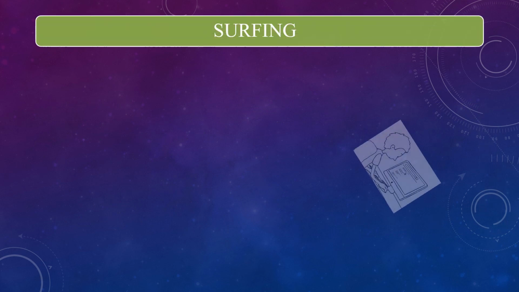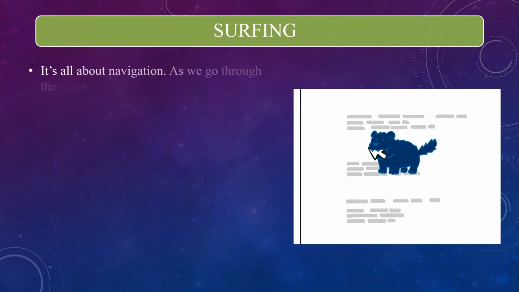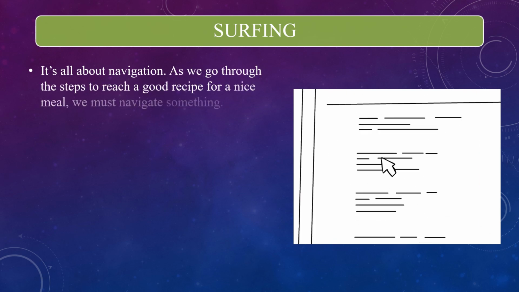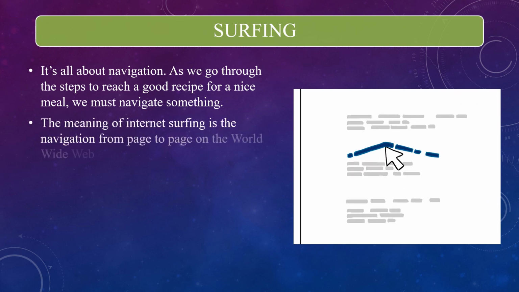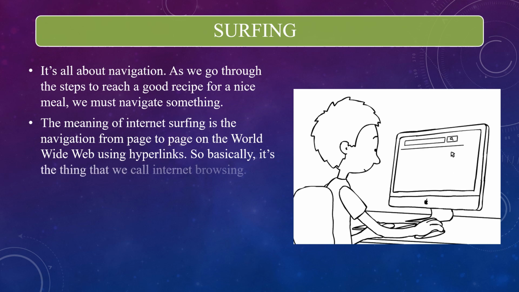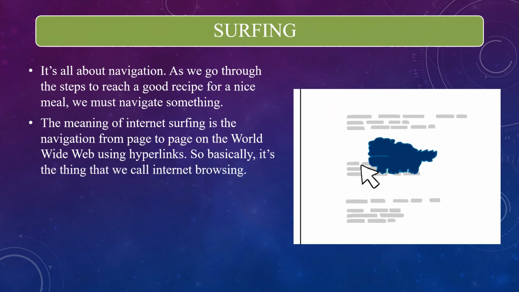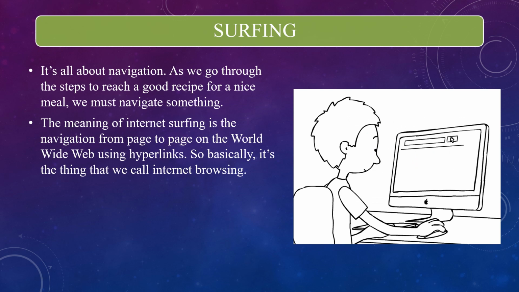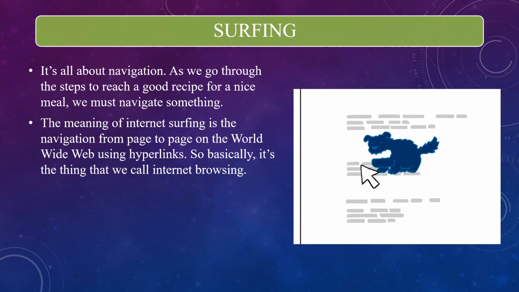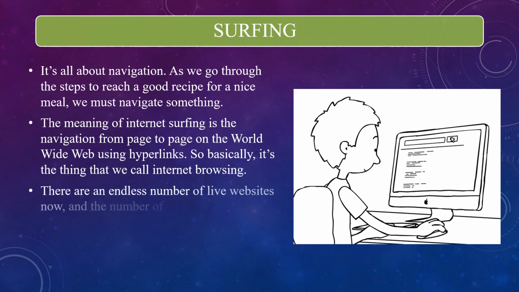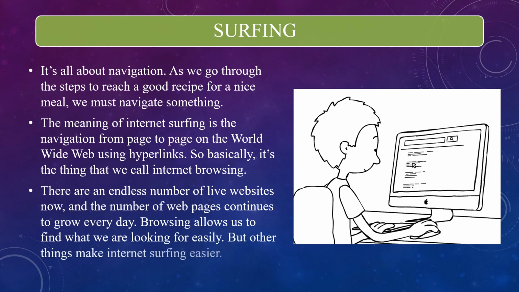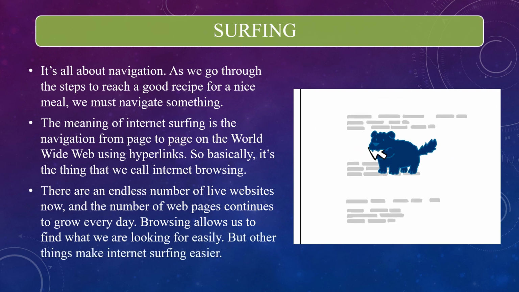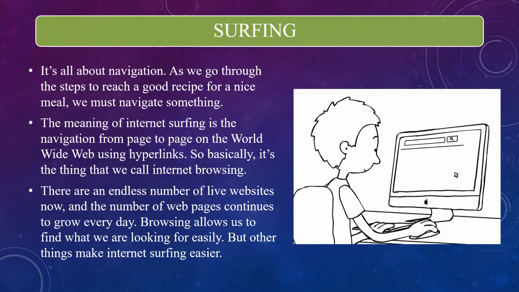In reference to surfing, it's all about navigation. As we go through the steps to reach a good recipe for a nice meal, we must navigate something. The meaning of internet surfing is the navigation from page to page on the World Wide Web using hyperlinks. So basically, it's the thing that we call internet browsing. There are an endless number of live websites now, and the number of web pages continues to grow every day. Browsing allows us to find what we are looking for easily, but other things make internet surfing easier.